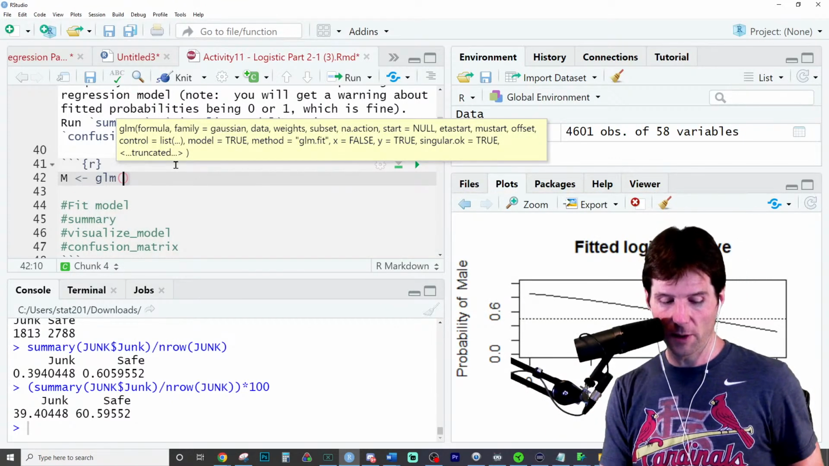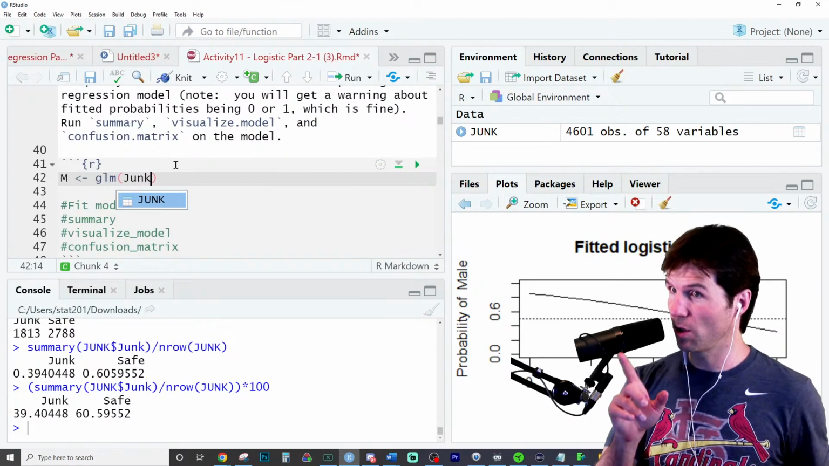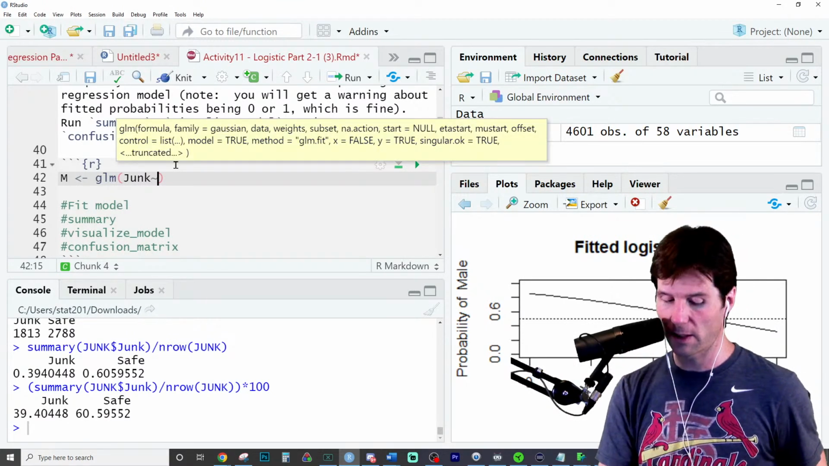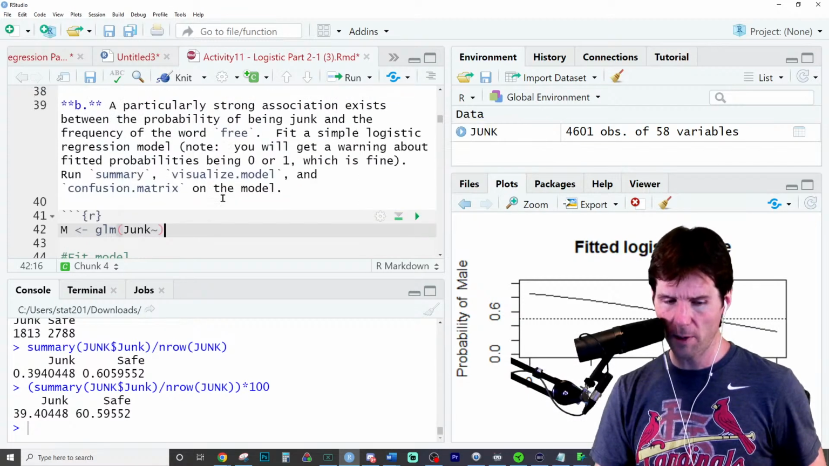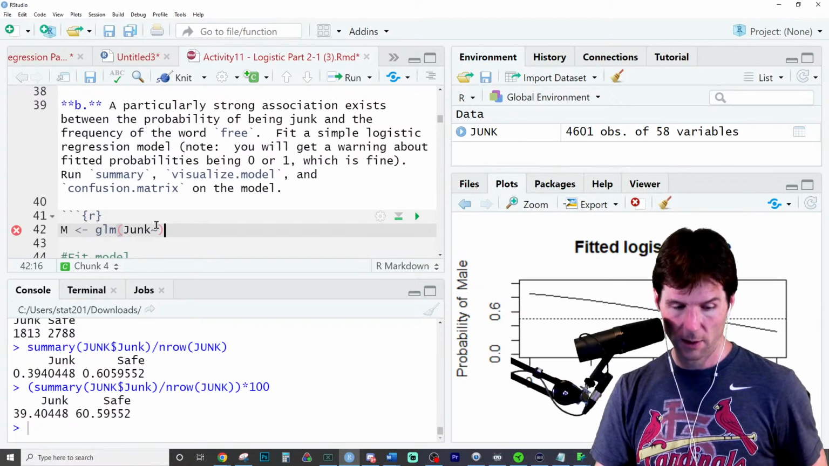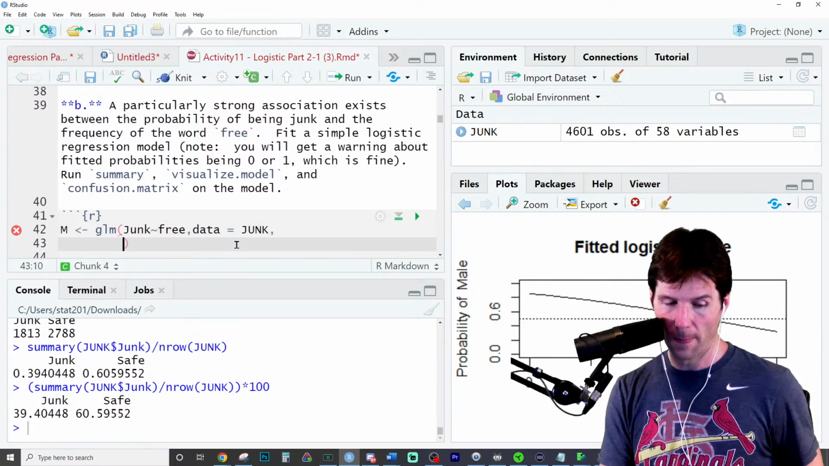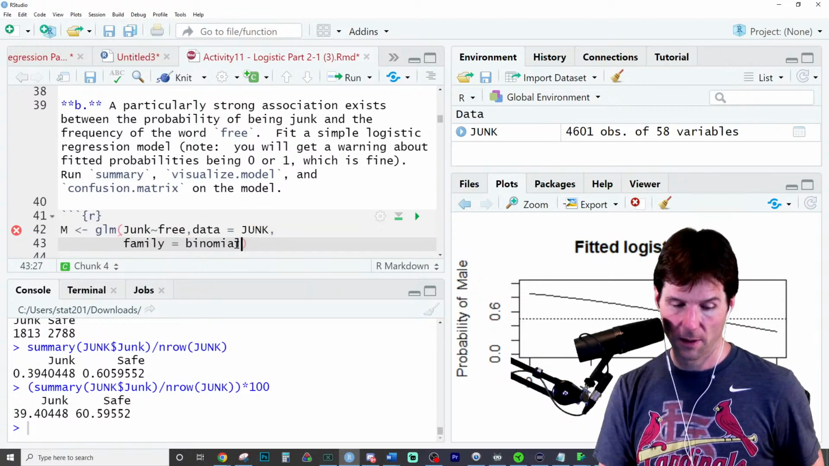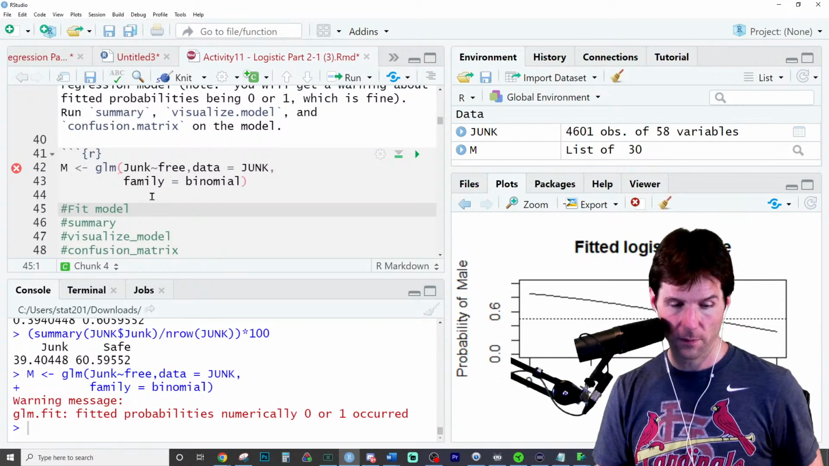So we're going to go here and predict junk. Make sure it's just junk, not the one it's trying to autocomplete, because that's the data frame. That's the variable inside the data frame. And the variable of interest is free. So we're going to go right here and write free. And then we're going to do data equals, and this is the capital junk because that's the data frame. And then family equals binomial. There we go.